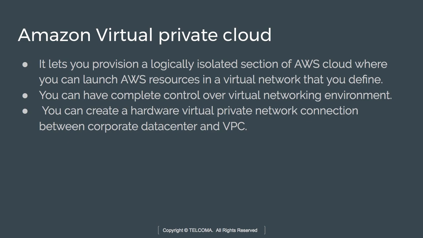We can create a hardware connection between the data center and the Virtual Private Cloud. That means we have complete control, including selection of the IP address range. We can create subnets. We can configure route tables and network gateways. We can also create a hardware virtual private network connection between the corporate data center and your Virtual Private Cloud. So this is the EC2 feature, which is Virtual Private Cloud.